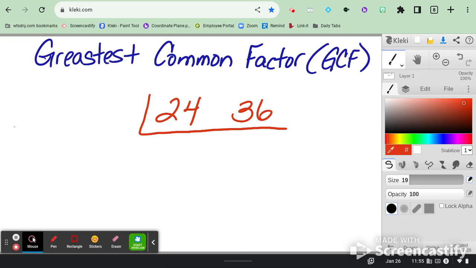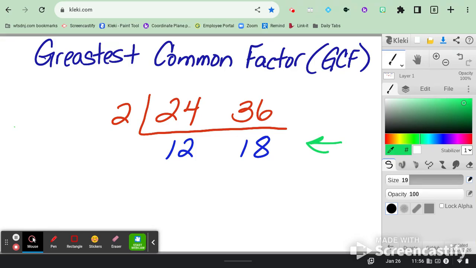But sometimes if we're not really great with our multiplication facts, we can start with 2. So I know that they're both even, so they're both divisible by 2. So 2 goes into 24 12 times, and 2 goes into 36 18 times.